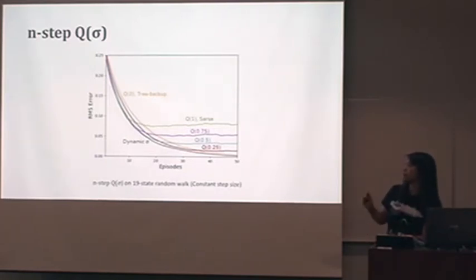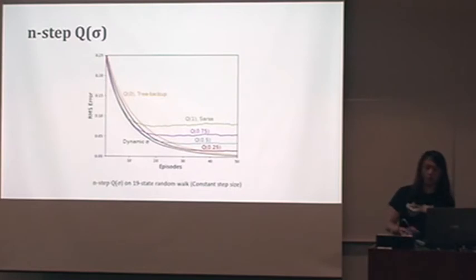Does n change, or is it fixed? I think in this case, n was 3. Okay. And it just happened to be the best across the parameter sigma we did for each value of sigma. So yeah.